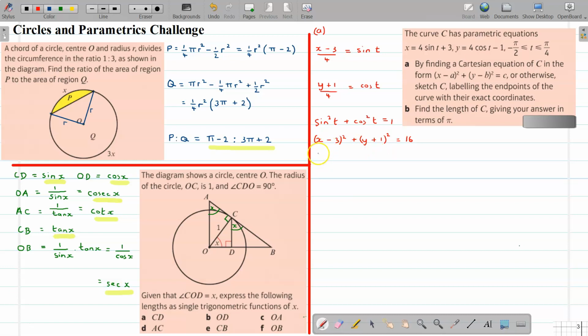So I'm going to say when t equals the lower limit, minus pi by 2, I can see that x minus 3 over 4 would be minus 1, because the sine of negative pi by 2, or minus 90 degrees, is minus 1. That gives me that x is minus 1.